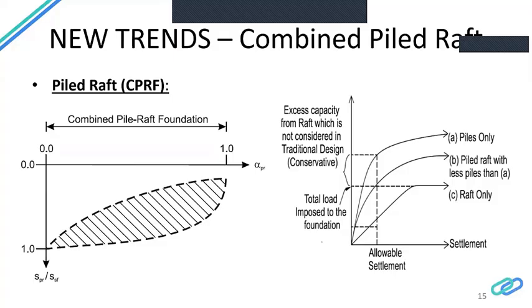In case, say, for this example, we don't have a sufficient allowable bearing capacity or soil bearing capacity to resist the imposed load on the foundation without a proper factor of safety. While for the piling foundation system, we have an over-designed case where the capacity of the system is much higher than what we need. But if we consider reducing the number of the piles and using the raft foundation load sharing in our system, we will be something in between, like the curve B.